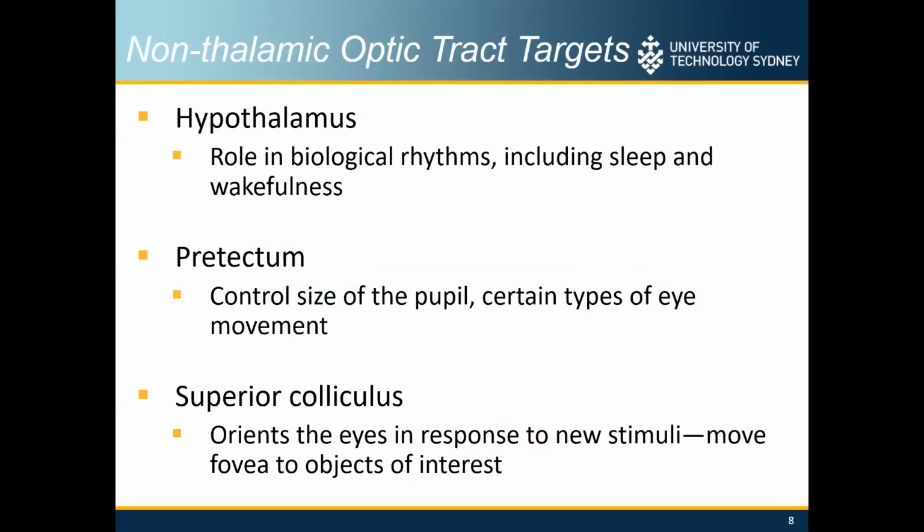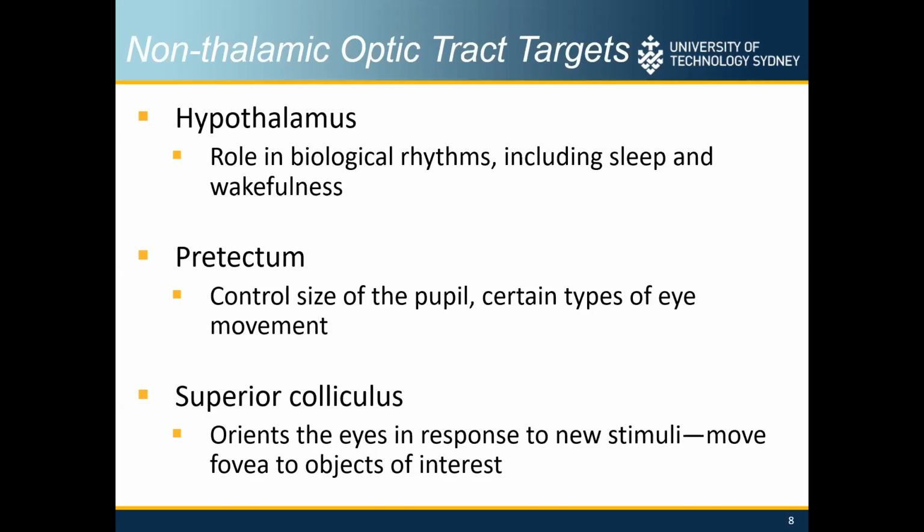Axons emerging from the retina also project to other areas aside from the lateral geniculate nucleus. Firstly, they travel to the hypothalamus, which can help synchronize a variety of biological rhythms, including sleep and wakefulness, with the daily dark-light cycle. There's also a direct projection to the midbrain, more specifically to an area called the pretectum. This area is responsible for controlling the size of the pupil and certain types of eye movement.